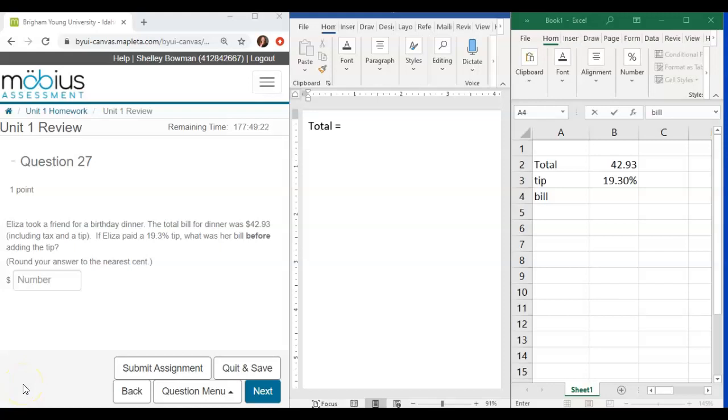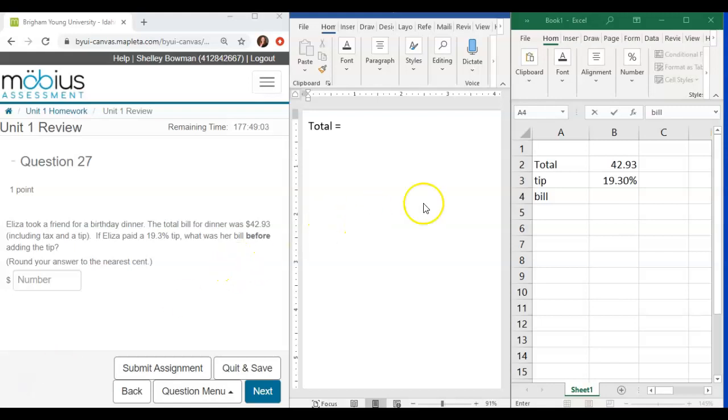Unit 1 Review, Question 27. Eliza took a friend for a birthday dinner. The total bill for dinner was $42.93, including tax and a tip. If Eliza paid a 19.3% tip, what was her bill before adding the tip? Round your answer to the nearest cent.